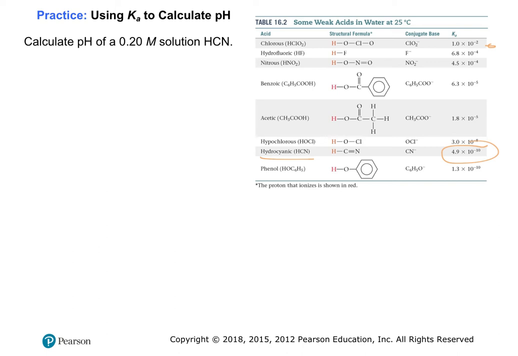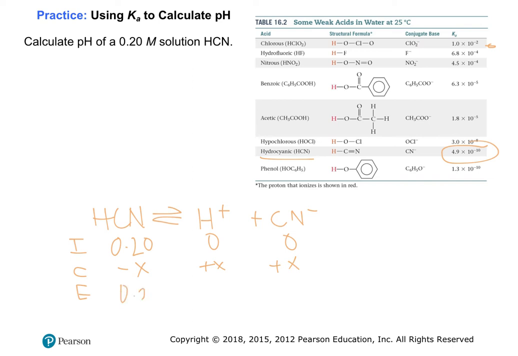So we're going to first write out our equation, and I'm going to write it down here so we can do our ice table under it. So that goes to hydrogen and cyanide, and we're starting out with 0.2 molar there, none of those, and then we're going to have our change, subtract x, add x, so 0.2 minus x, and then x.